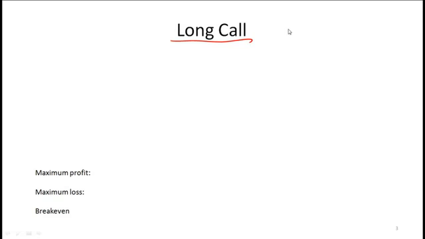Let's say that you go long on a call option, and to go long at time 0 you pay an option premium of $3, and let's say that the strike price is 25. So you, by paying this $3, have the right to buy the underlying for 25, and we want to draw now the payoff and the profit for the long call.